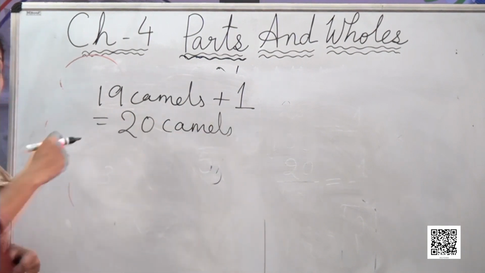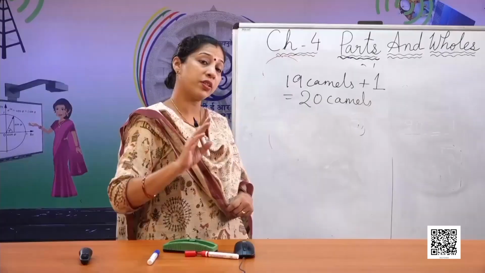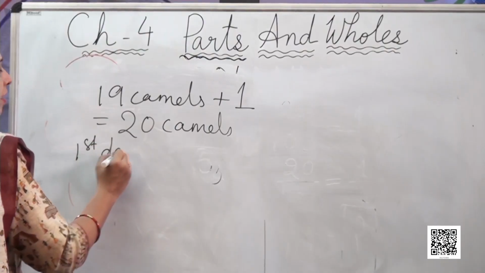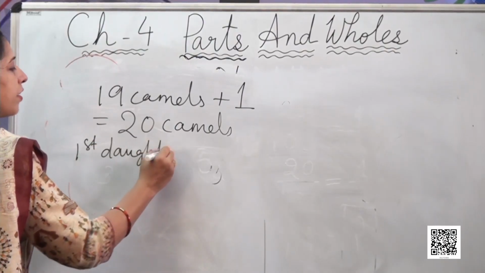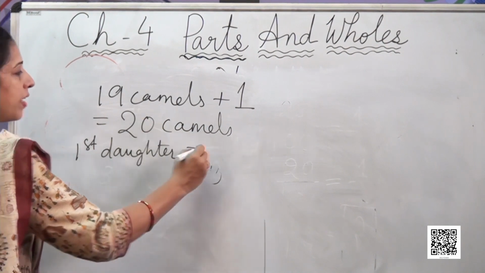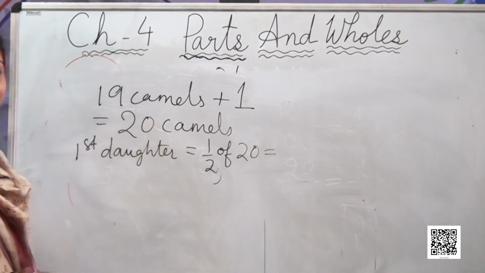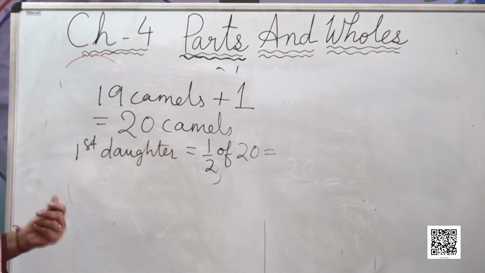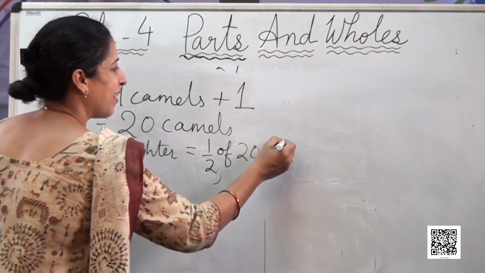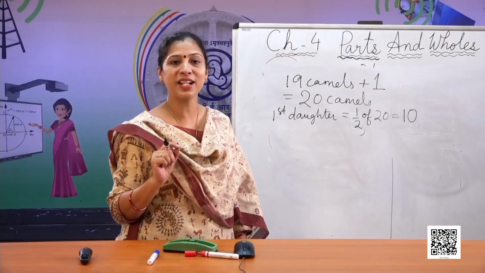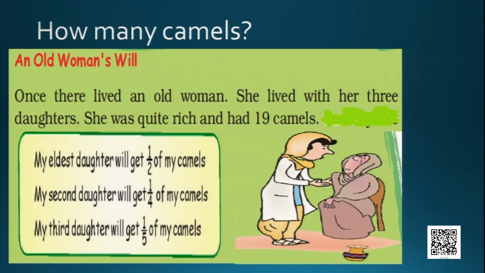So according to the will, the first daughter will get half of the camels. So the first daughter, that is her elder daughter, will get half of 20. Half of 20 is equal to 10. Now the next one, my second daughter will get 1/4 of the camels.